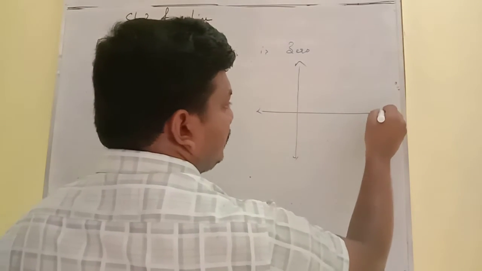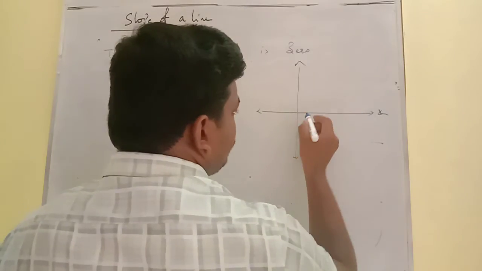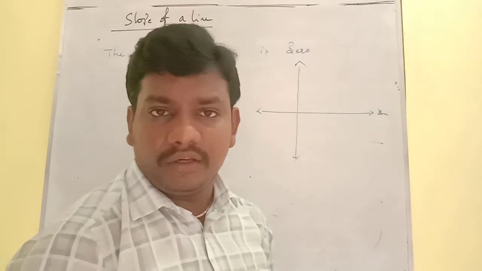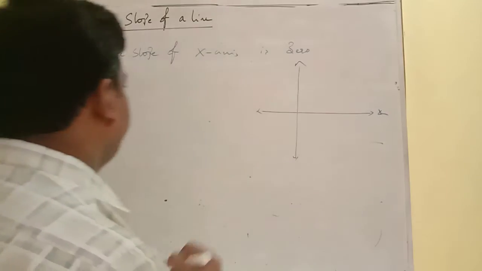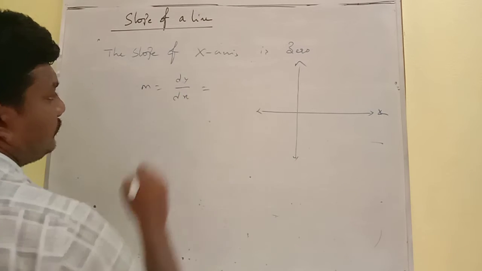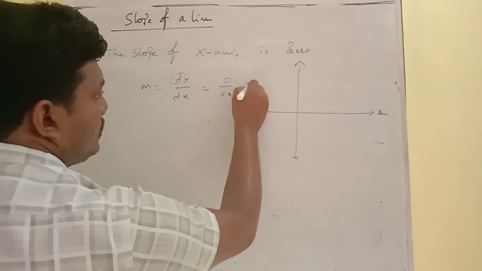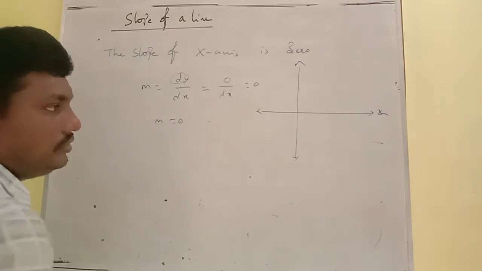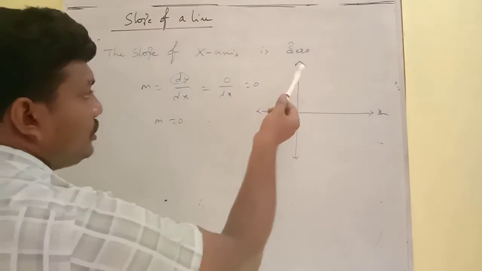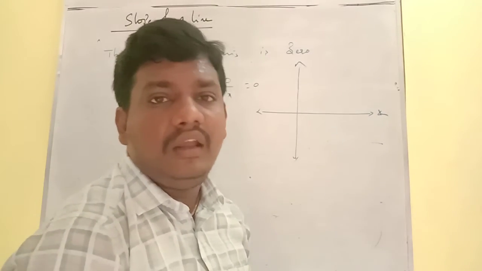This is the x-axis. There is no change in y because on the x-axis there is no y coordinate. So m is equal to dy by dx, and the change of y is 0, so 0 by dx. The slope is equal to 0. There is no change in y on the x-axis, because y is equal to 0 on the x-axis.